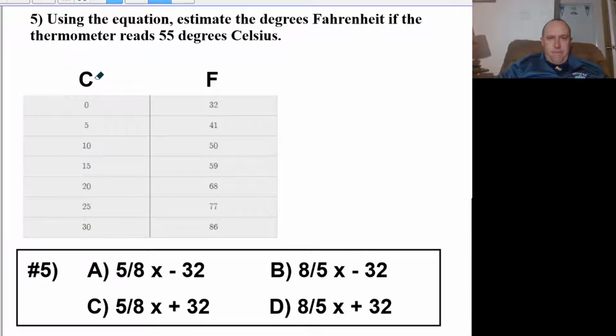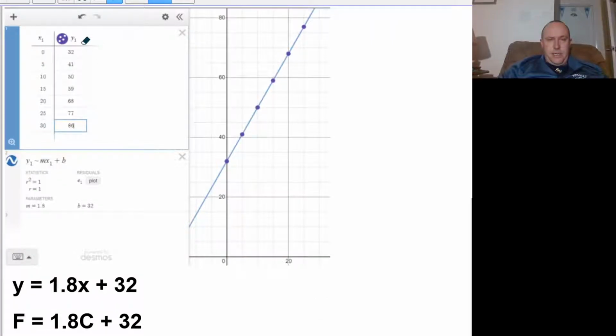Question 5. Using that same question that we just had, sorry, that's not the same question, I apologize. Using the equation, estimate the degrees Fahrenheit if the thermometer reads 55 degrees Celsius. So once again, for the first question, they're actually asking for what is the rule here. So this is actually probably not supposed to be here. I'm going to need to change that before you start this one. So we're going to find the rule first. So we're just going to type in these numbers.